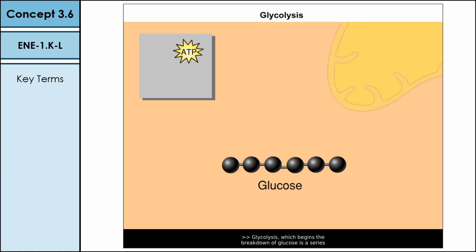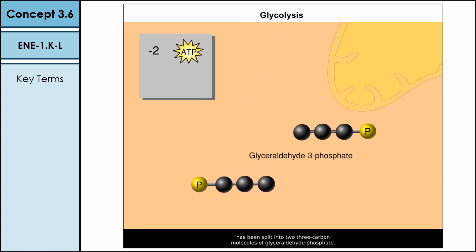Glycolysis, which begins the breakdown of glucose, is a series of 10 enzyme-catalyzed chemical reactions that can be divided into 2 main phases. In the energy investment phase, some ATP energy is used to start the process of glucose oxidation. By the end of this phase, a 6-carbon molecule, glucose, has been split into 2 3-carbon molecules of glyceraldehyde phosphate.